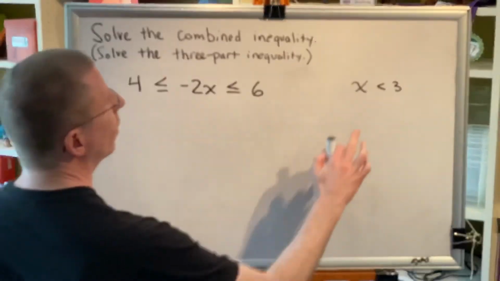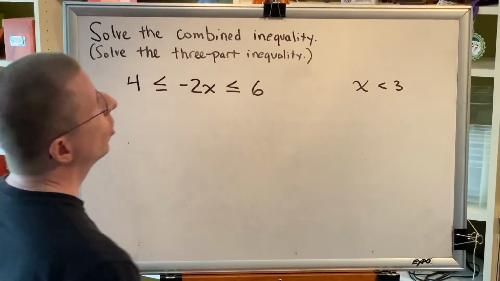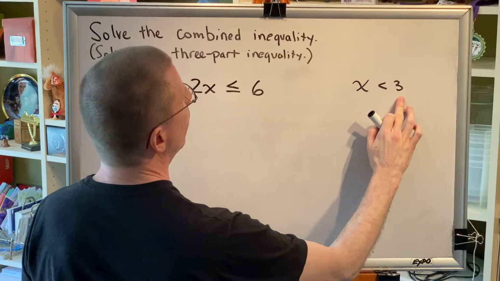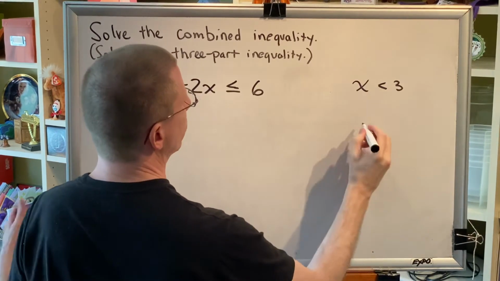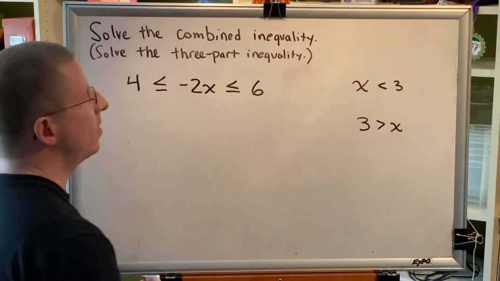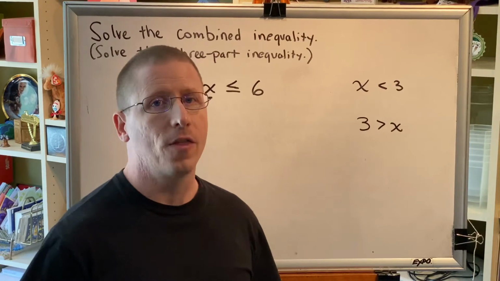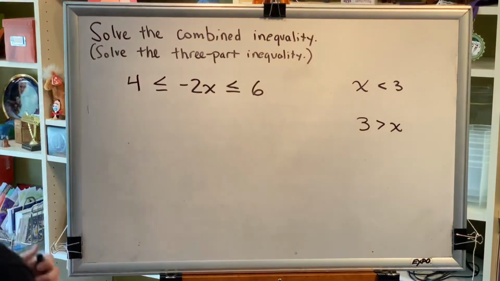Let's say you have the inequality x is less than 3, and you want to read it from right to left. Well, if x is less than 3, then 3 is greater than x. This is a technique that we will use at the end of this problem to put our symbols back in the correct orientation. Here we go.